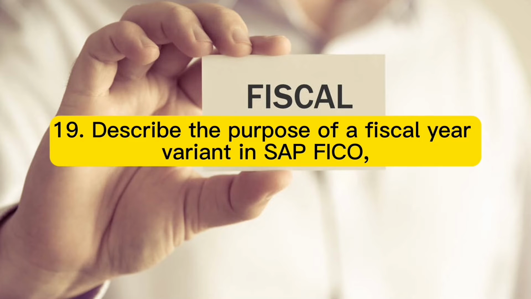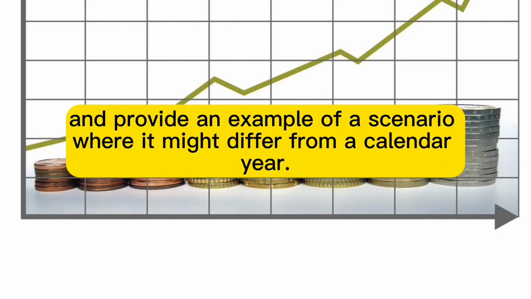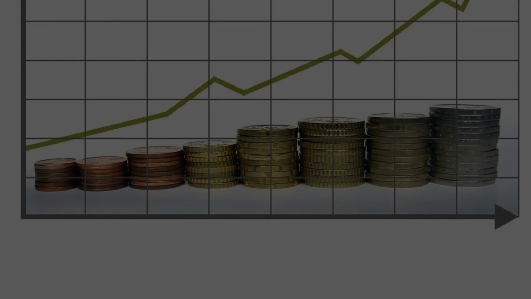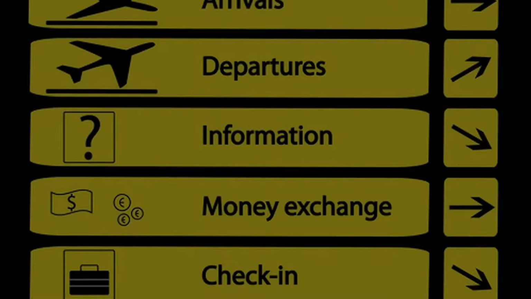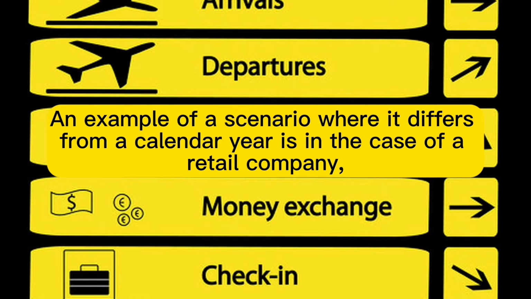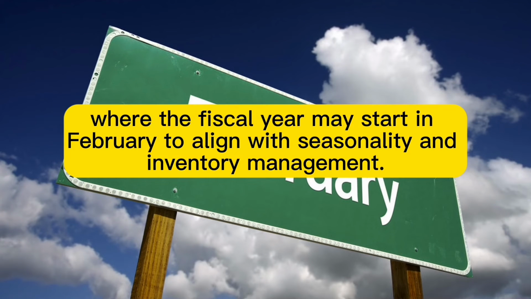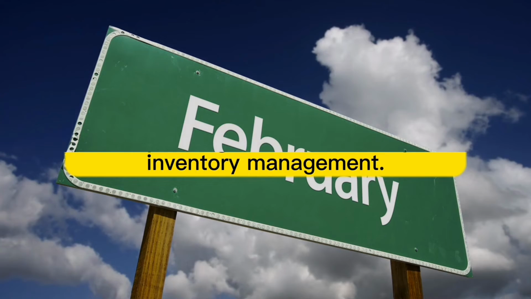19. Describe the purpose of a fiscal year variant in SAP FICO, and provide an example of a scenario where it might differ from a calendar year. Answer. A fiscal year variant in SAP FICO defines the financial reporting periods. An example of a scenario where it differs from a calendar year is in the case of a retail company, where the fiscal year may start in February to align with seasonality and inventory management.